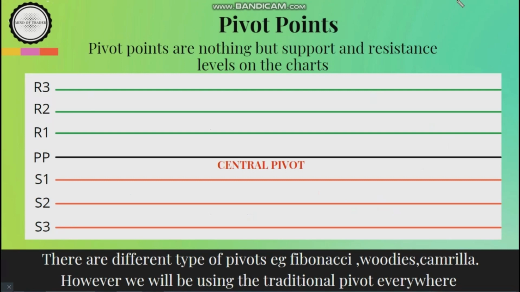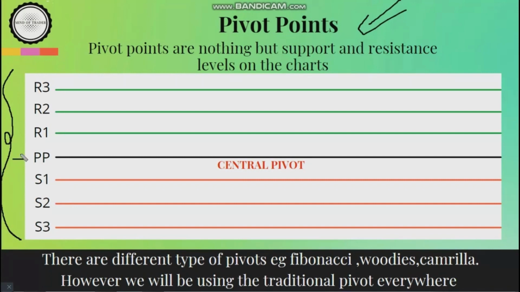Okay, with this, let's see our first support and resistance provider in the chart, which is pivot points. So, what is pivot points? Pivot points are basically nothing but support and resistance levels on the chart. So, this is a diagram of pivot point.